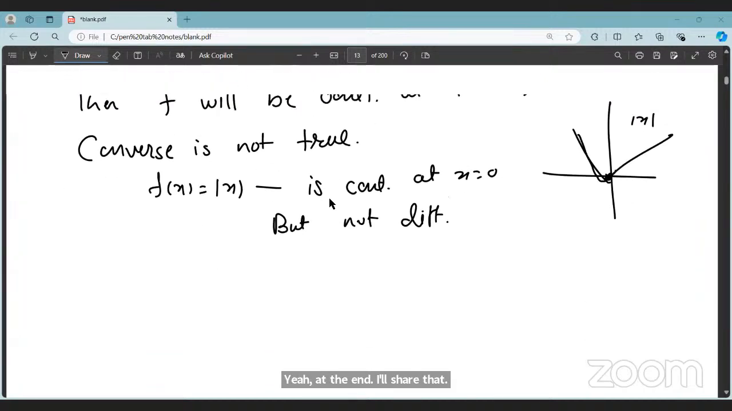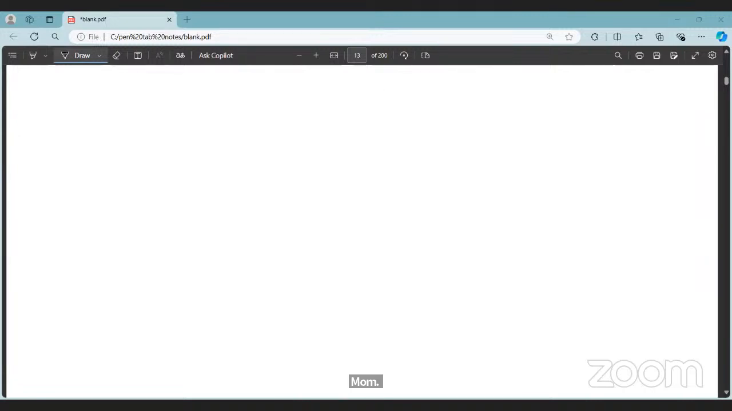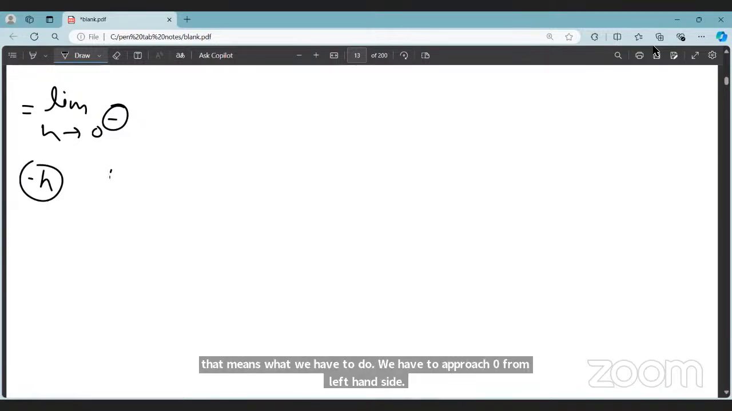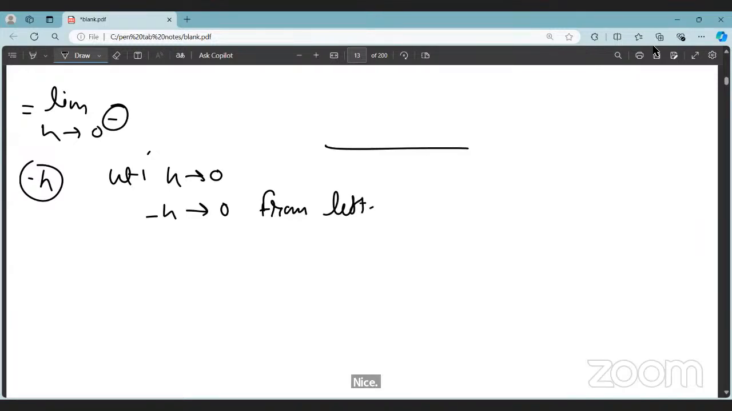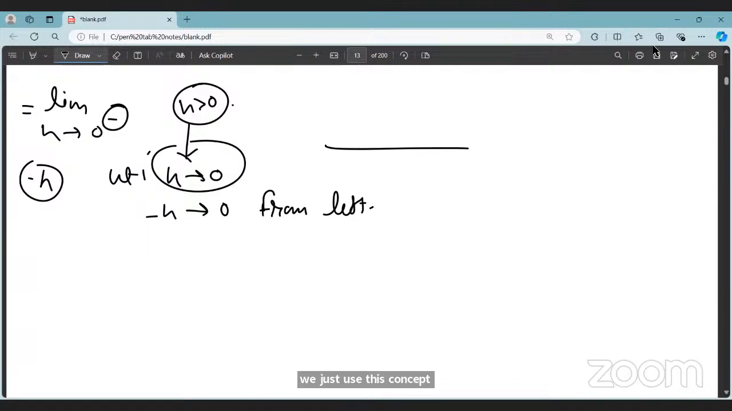Ma'am, in LHD, I did not understand why minus h will become f of h. See what happened. We have to convert this limit, h going to 0 minus sign, right? This minus sign is there. So that means we have to approach 0 from the left hand side. So that's why we just took minus of h and let h go to 0, because as h goes to 0, minus h will approach 0 from left. We just use this concept, and here we assume that our h is a positive quantity, h is greater than 0. Okay, got it.